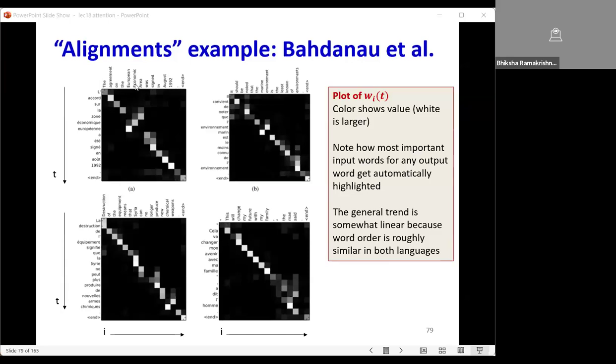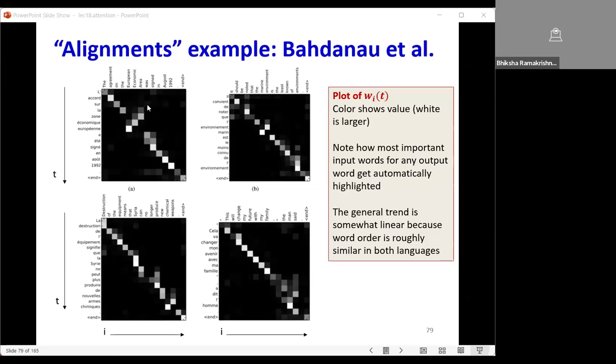So here's the English sentence: The agreement on the European Economic Area was signed in August 1992. So when it's translating the first word, the word le is most related to the. So you'd expect the attention weights to be most focused on the. And that's indeed what it is, right? The word accord in French relates to agreement. And so you'd expect to see the most attention weight on agreement. And so you can see there's almost a one-to-one correspondence between the English and French words. And so the entire attention pattern is roughly diagonal.